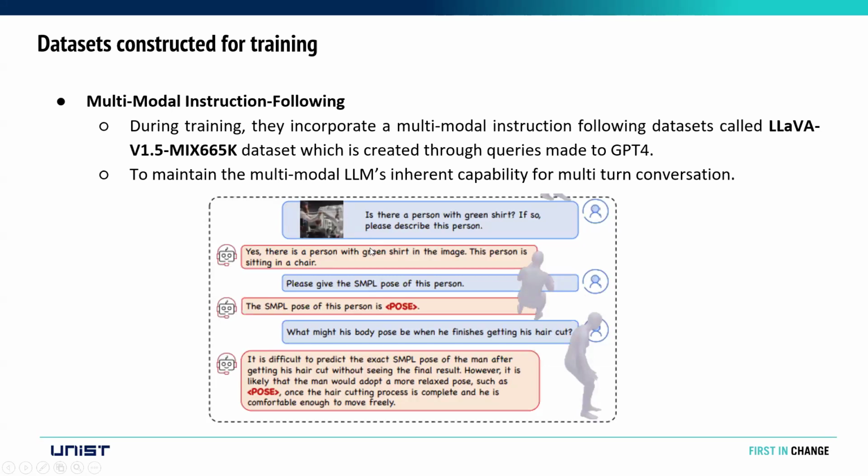And for the task of allowing humans to ask for the human pose through chat communication, they adopt the multimodal instruction following dataset called LLaVA version 1.5 mix 665K dataset to create a new dataset for training PoseGPT.